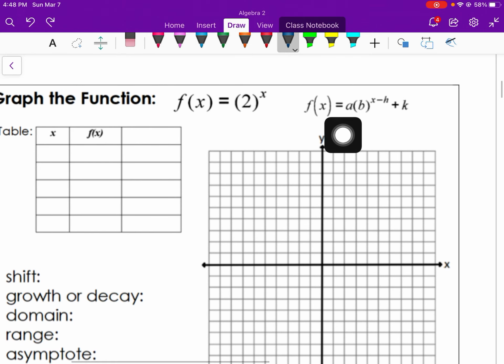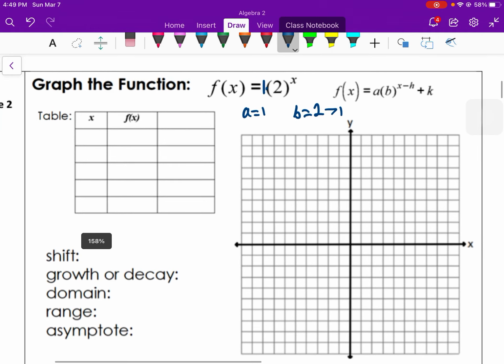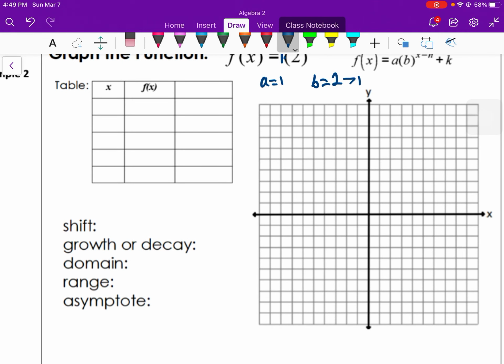Our standard form is a times b to the x minus h, plus k. So in this case, we have an implied leading coefficient of 1 for our a value. And then our b is 2. And since 2 is greater than 1, we call it a growth. And that's because b equals 2, which is greater than 1. It's going to grow really fast. If it was less than 1, then it would shrink really fast.